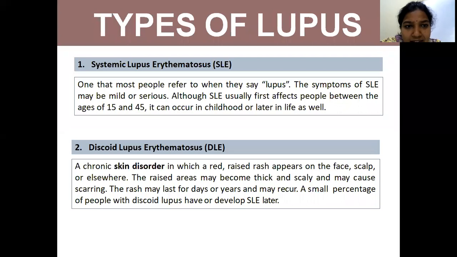So the symptoms of SLE may be mild or serious, although SLE usually first affects people between ages 14 to 45 years, and it can occur in childhood or later in life as well. So discoid lupus erythematosus is a chronic skin disorder in which a red raised rash appears on the face, scalp, or elsewhere. The raised areas may become thick and scaly and may cause scarring. The rash may last for days or years and may recur later. A small percentage of people with discoid lupus go on to develop SLE later.